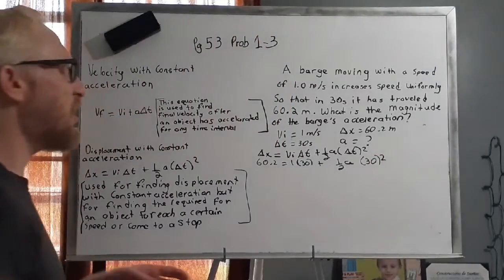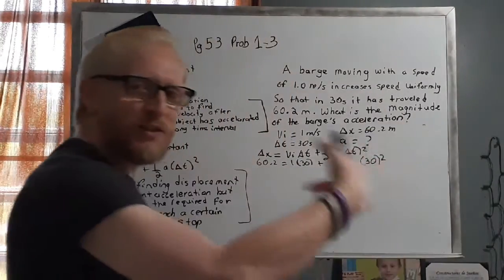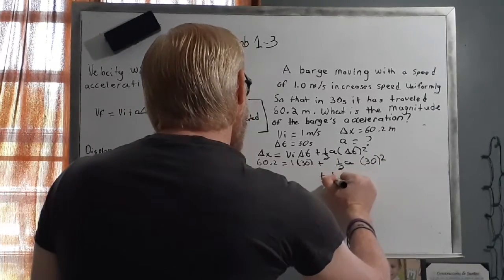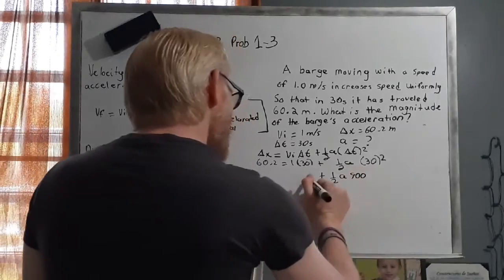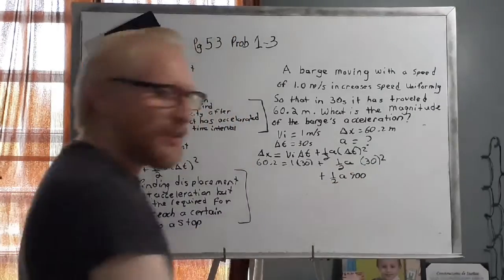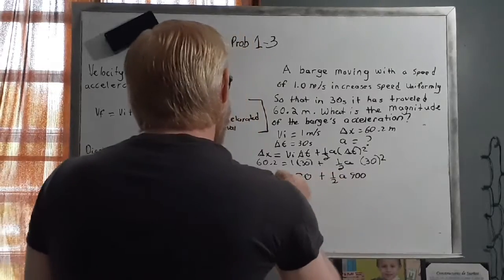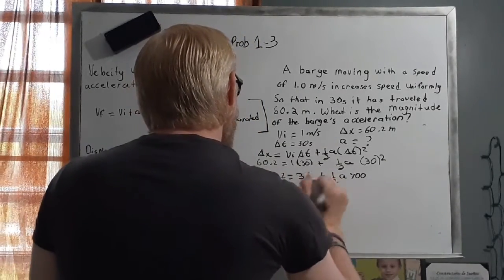So we're going to use our order of operations, and work with our parentheses and our exponents. So 30 squared is 900, so that means this is plus 1/2 of the acceleration multiplied by 900 seconds. And 1 times 30 is 30, so we say 30, and 60.2, which we bring down, which is the change in x.